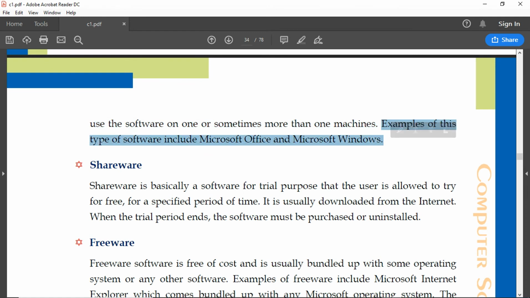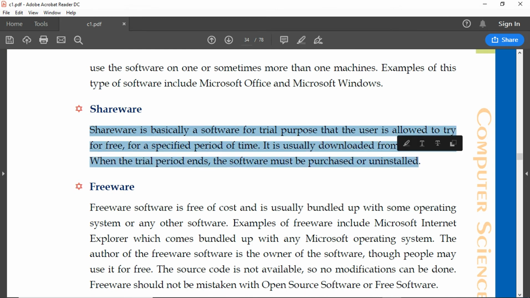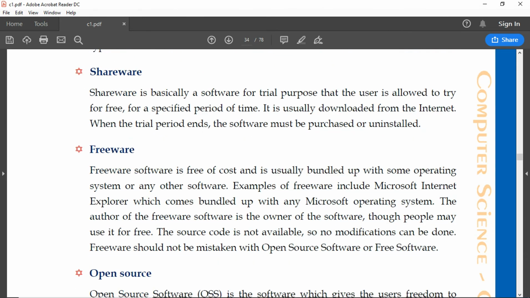Shareware. Shareware is basically software for trial purposes that the user is allowed to try for free for a specified period of time. It is usually downloaded from the internet. When the trial period ends, the software must be purchased or uninstalled.